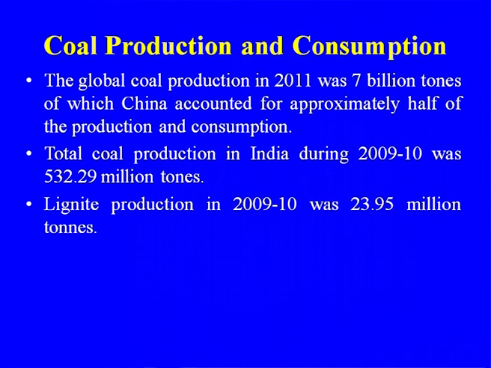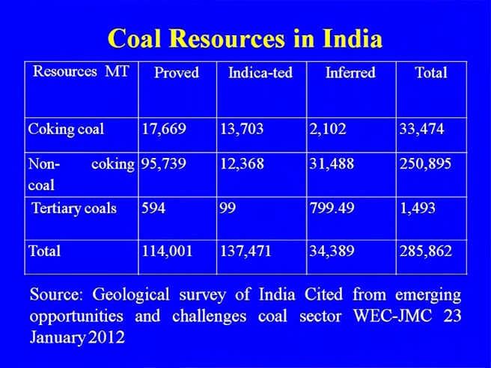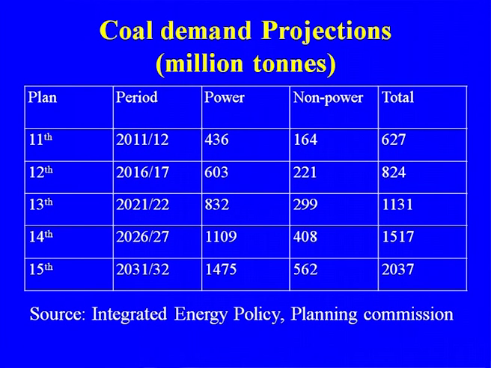Lignite production in 2009-10 was 23.95 million tons. Lignite reserves in the country have been estimated at around 39.9 billion tons as on March 31st, 2010, and major deposits are in Tamil Nadu. In Tamil Nadu, some of the plants use lignite as a source of power and as a source of chemicals. This is the status of the coal reserve in India: coking coal, non-coking coal, tertiary coal, and the total coal, that is the proved, indicated, inferred. Then a coal demand projection in the 11th, 12th, 13th, 14th, 15th plan. These are some of the figures available, so you can get an idea about the coal demand during the next few years.